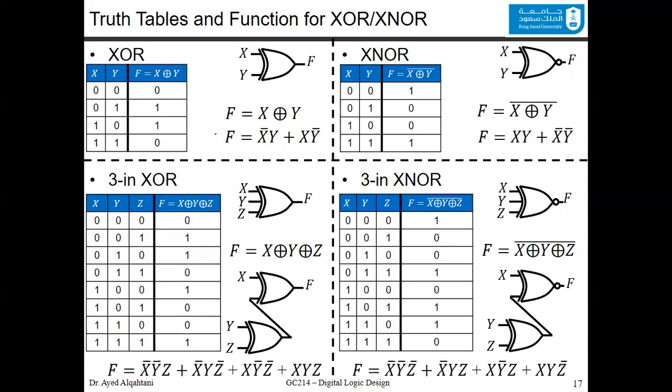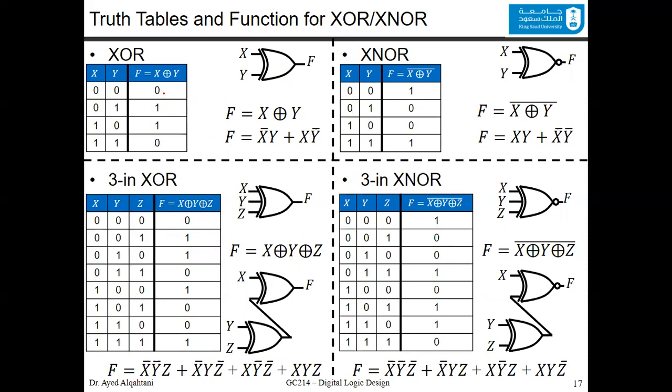And it could be written like this. F is equal to x XOR y. This is the XOR symbol. This is the XOR operator. And this is the XOR symbol. The XOR symbol is very close to the OR with the addition of this curve.